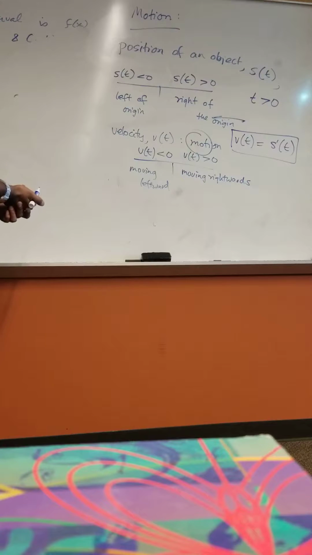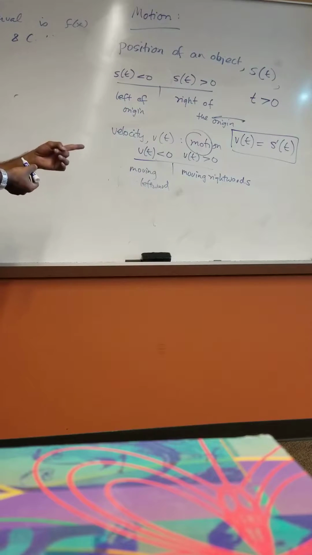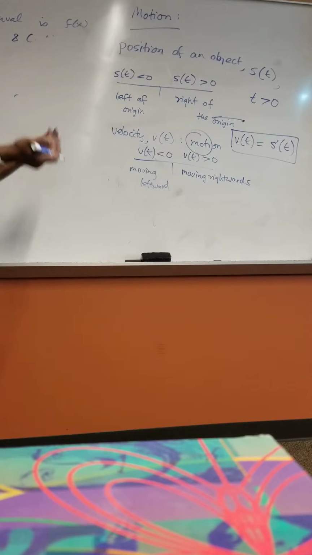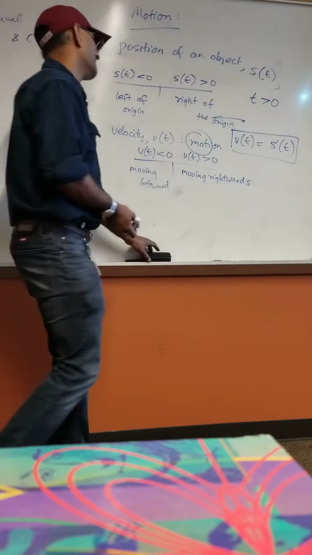In simple language, velocity is nothing but the slope of the position function. So if I know position, what operation will I do to find the velocity? The derivative. Just find the derivative. It's very, very easy.